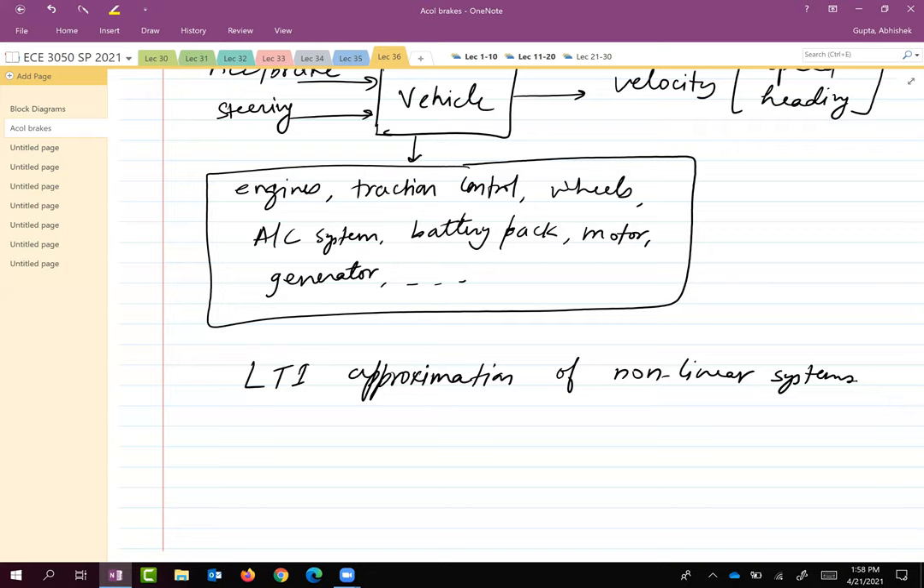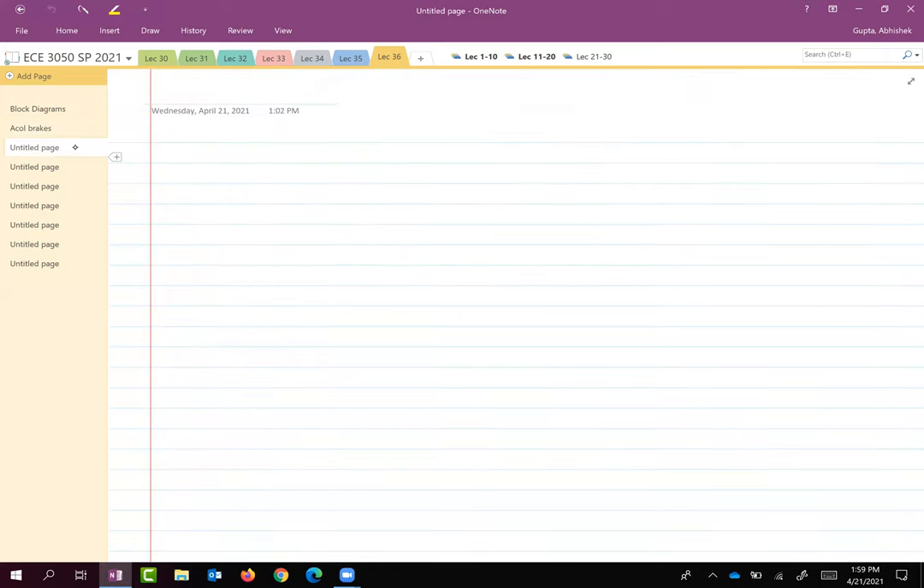Now, the question is, in all these complex systems, all these subsystems are interconnected. So what would be the overall Laplace transform of the entire system? So that's what we want to study today. So let's look at the series interconnection.